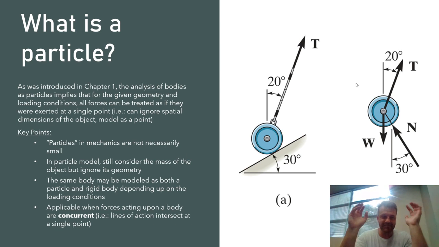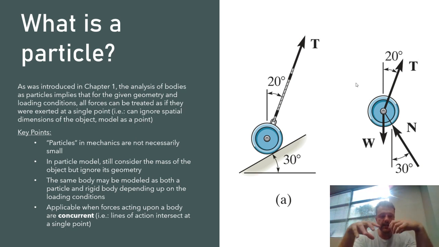So it's hard to see what this means until you actually start to work a few problems. So for now, just try to keep in mind some key memorization points that we'll keep referring back to as we start to analyze some rigid body problems under a particle model in the text. The first point is that just because we model something as a particle, it doesn't mean that it's necessarily small. The second point is when we model something as a particle, even though we're going to throw away the dimensional information of the body and act as if all the forces were acting at a single point, we're still going to consider the mass of the body. It's not like we're ignoring everything physical about the body.